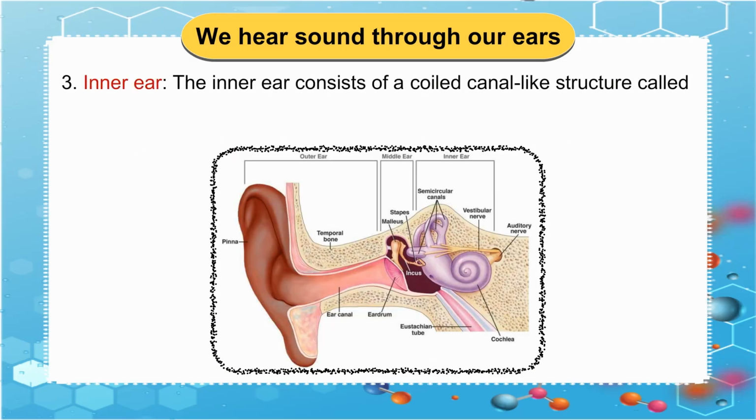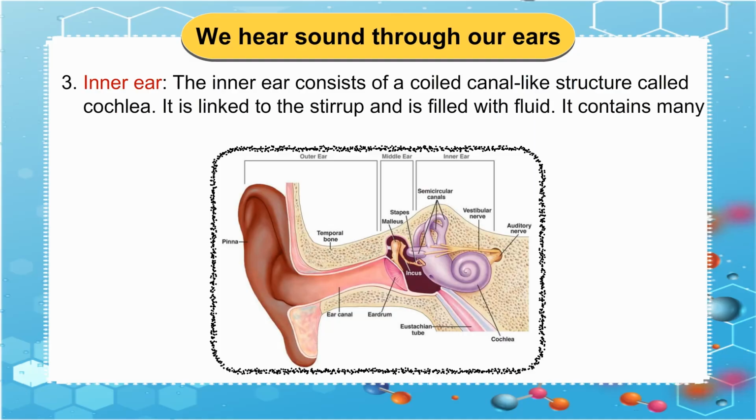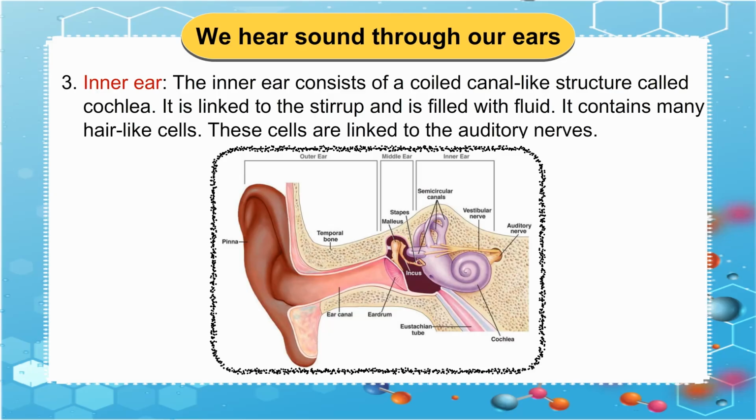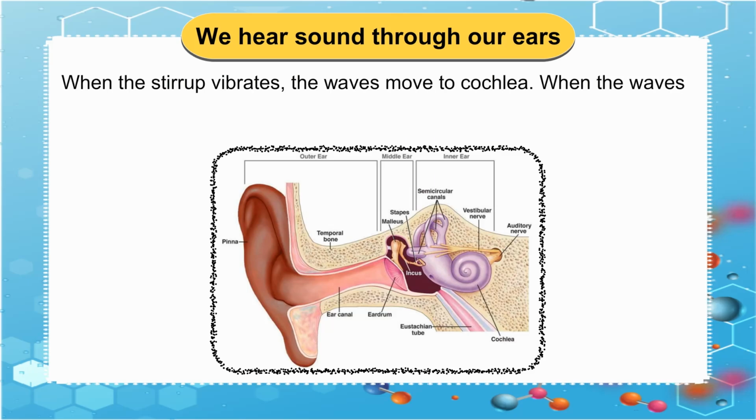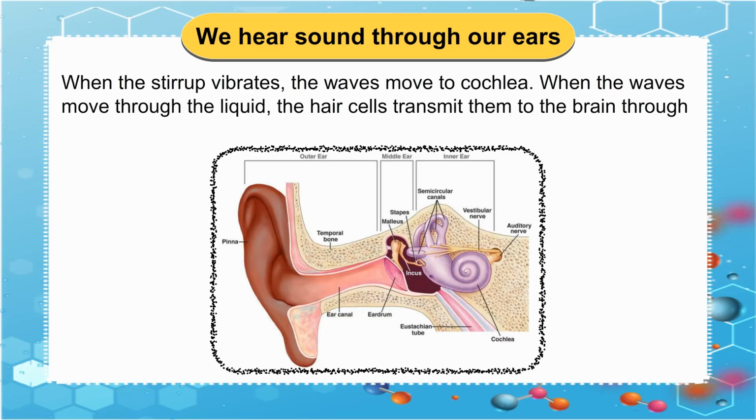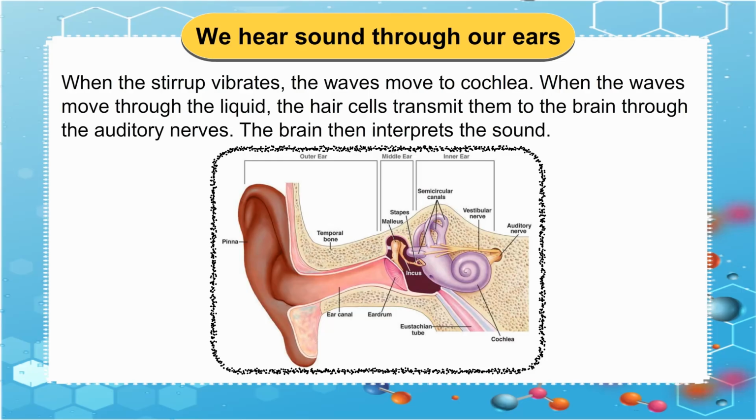3. Inner ear. The inner ear consists of a coiled canal-like structure called cochlea. It is linked to the stirrup and is filled with fluid. It contains many hair-like cells. These cells are linked to the auditory nerves. When the stirrup vibrates, the waves move to the cochlea. When the waves move through the liquid, the hair cells transmit them to the brain through the auditory nerves. The brain then interprets the sound.